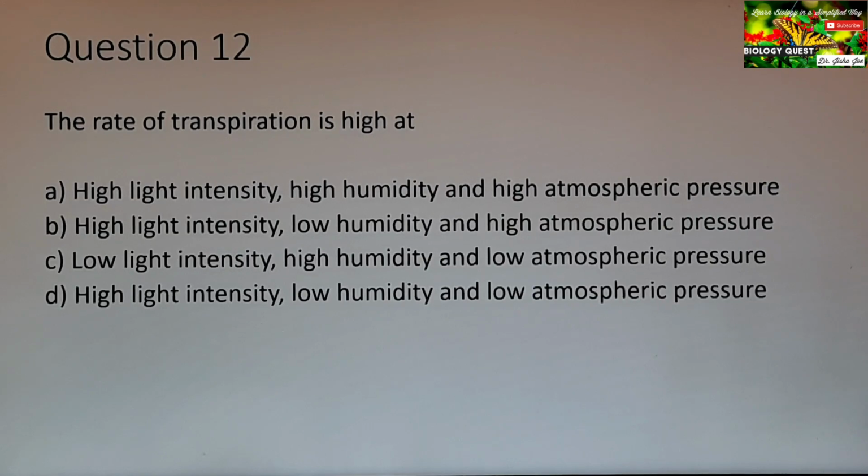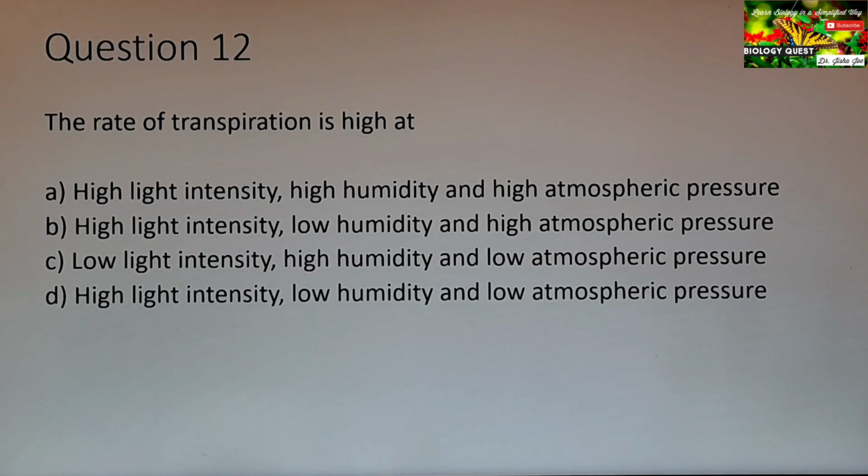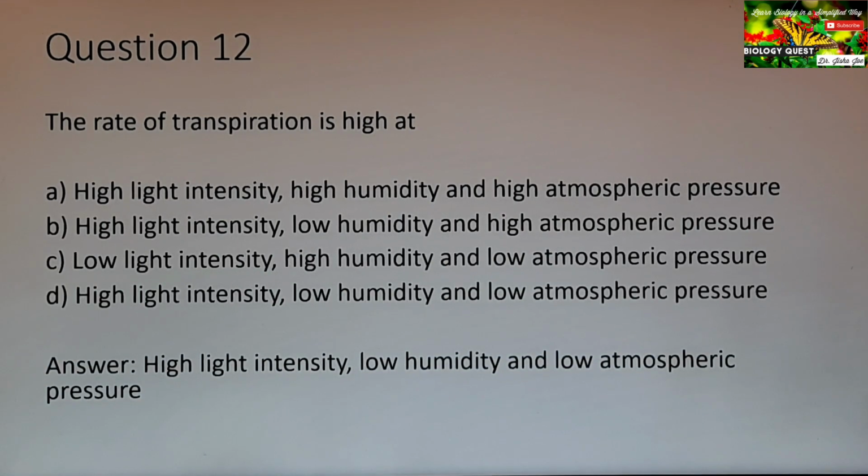If you take the first two factors, the rate of transpiration is high at high light intensity and low humidity. That is correct. Now moving on to the third factor, atmospheric pressure. How does atmospheric pressure affect the rate of transpiration? Transpiration rate increases with decrease in atmospheric pressure. As the atmospheric pressure decreases, the rate of transpiration increases. So what is the correct answer? Option D, isn't it? High light intensity, low humidity and low atmospheric pressure. So the rate of transpiration is high at high light intensity, low humidity and low atmospheric pressure. I hope you have understood how to answer such a question. So that is the correct option, option D.